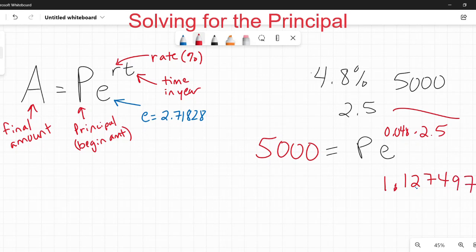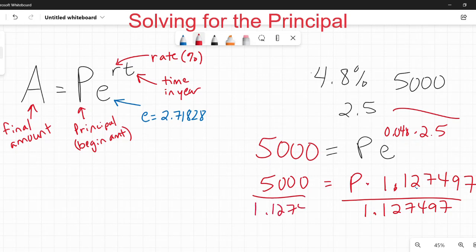1.12749. I'm keeping it long. Times P equals 5,000. So now I need to divide both sides by 1.127497. So 5,000 divided by 1.127497 tells me that this person, did I say her name was Betty? I think I did, needs to invest $4,434.60 in order to have $5,000 at the end of 2.5 years.